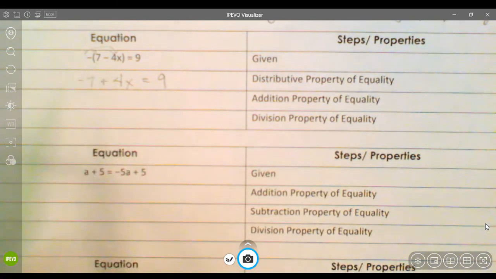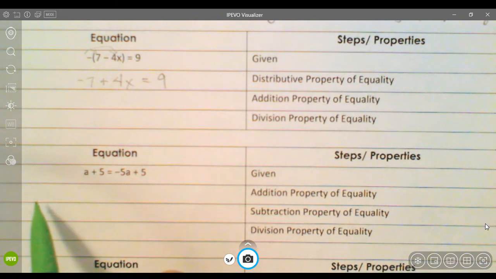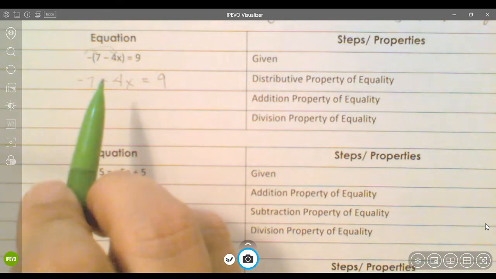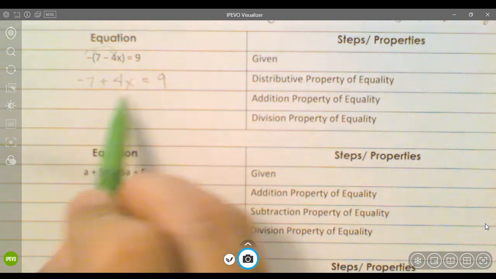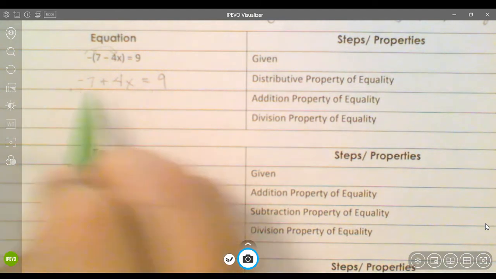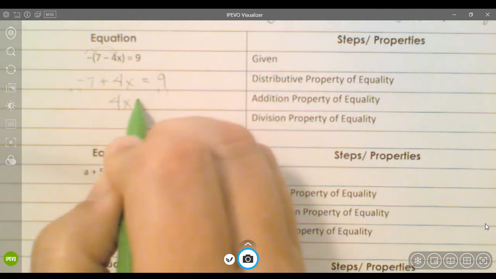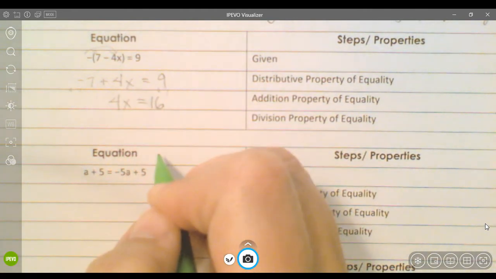We're taking the opposite of everything in here. Now it says we're going to add to both sides. What are we going to add to both sides? I'm so glad you asked. Here's my variable. I need to get rid of -7. The way I get rid of -7 is to add it to both sides. And when I do that, I get 4x equals 16.